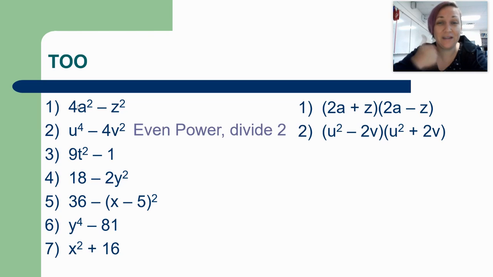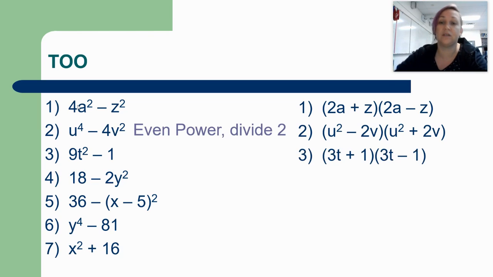Number 3, I've got a minus sign. The square root of 9 is 3. The square root of t squared is t. And then this is one that always trips people up. The square root of 1 is 1. 1 does have a square root. And so this is my final answer, 3t plus 1 and 3t minus 1.